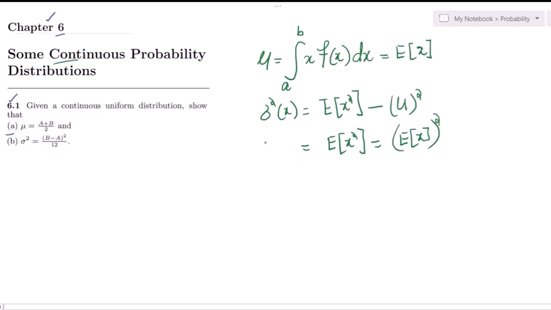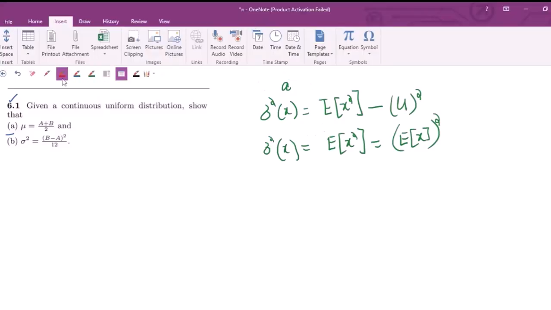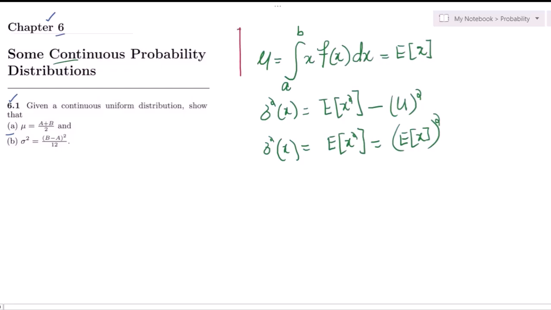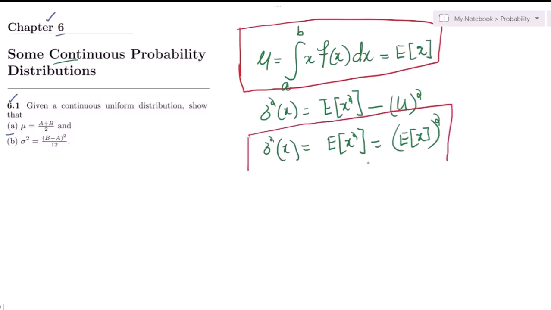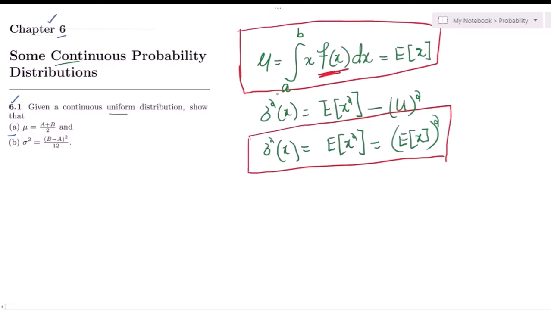So this is sigma square of x. These are the two formulas which we are going to use in our question here. This one is for the mean, and this one is for the standard deviation, or rather the variance. Before solving this question we have to keep in mind what the value of f of x should be. In solving part A of my question, first of all let me write the value of f of x.